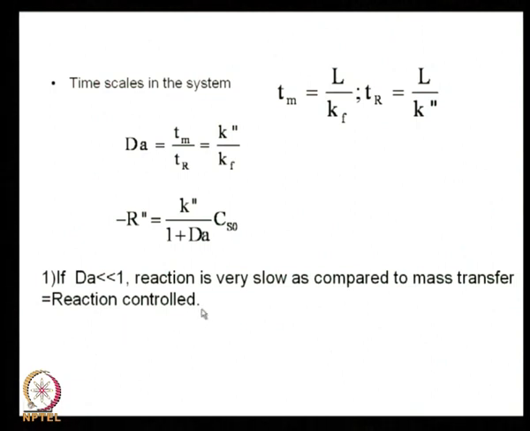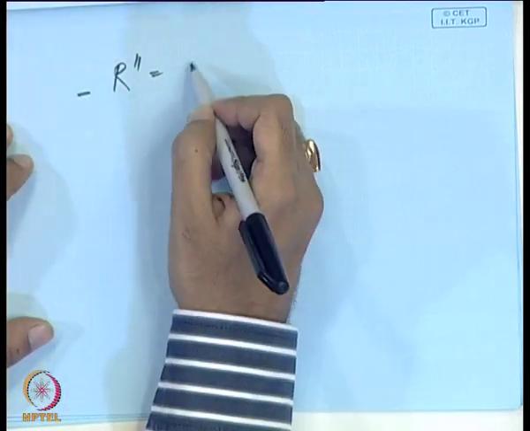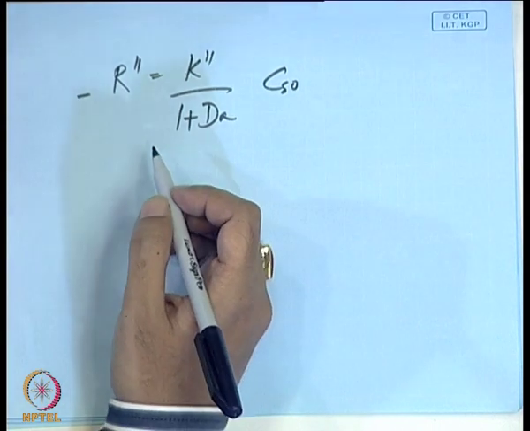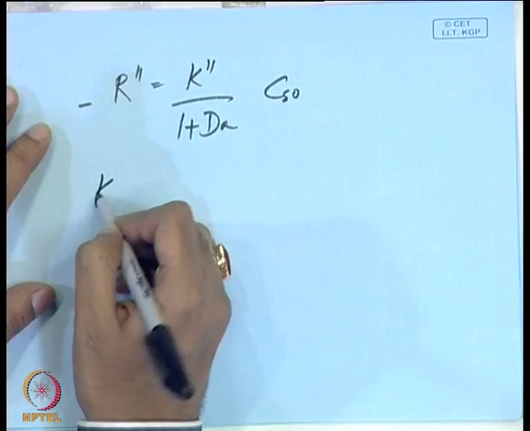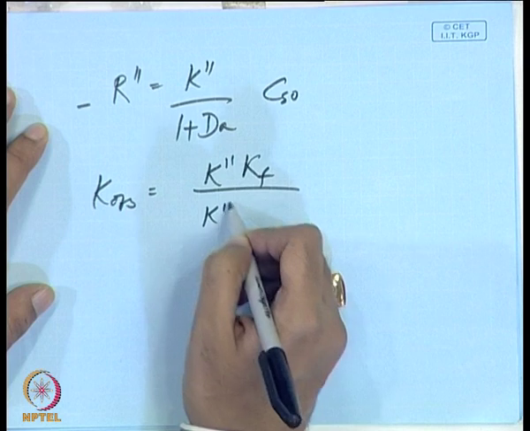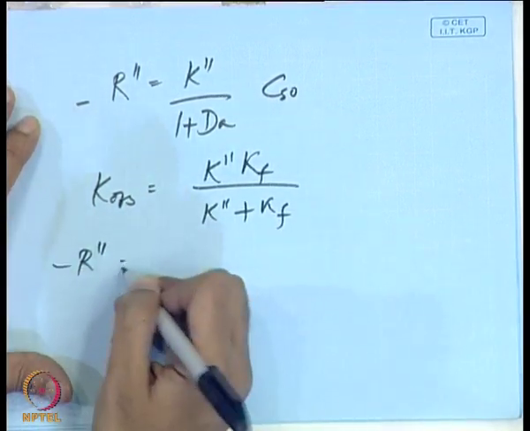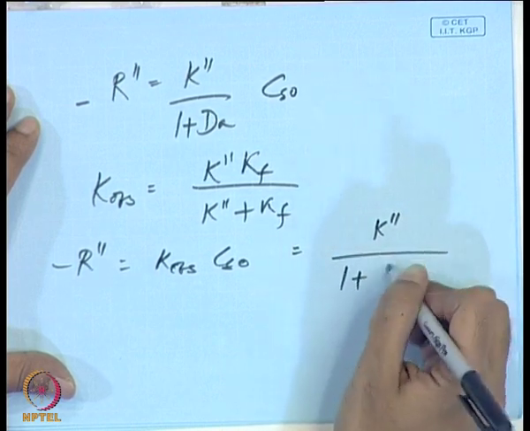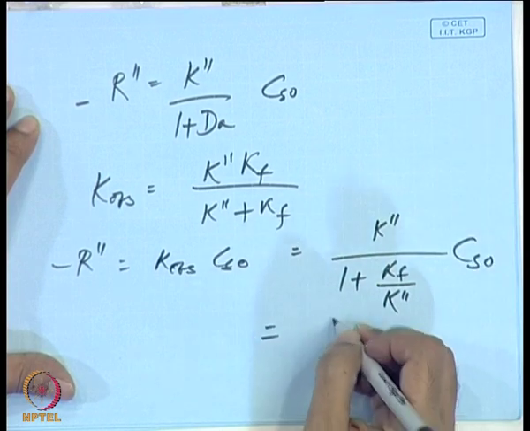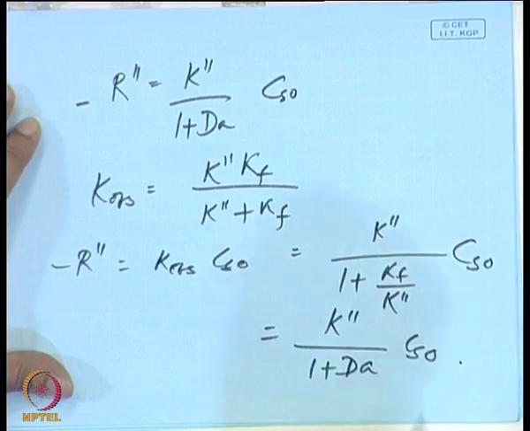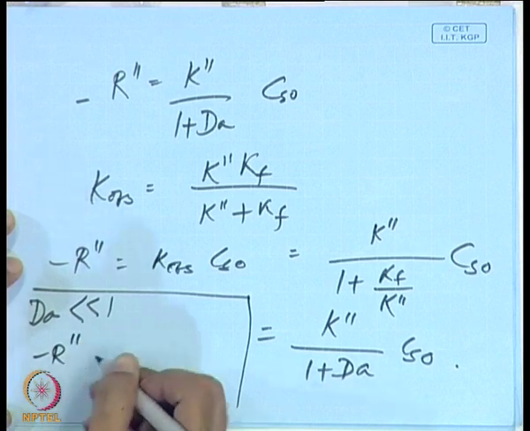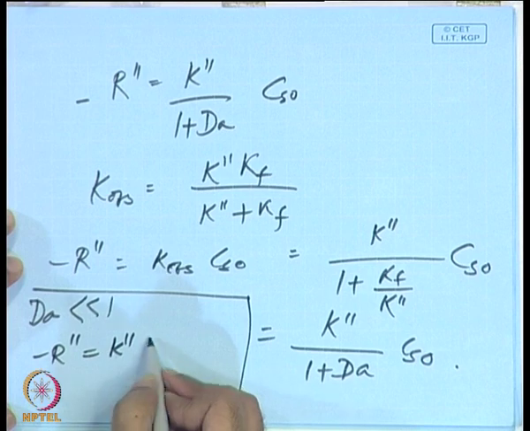If you look at the screen now, without further ado, because we are running out of time. Our reaction rate equals K double prime Cs naught. Why is that? Because if I look back, my reaction rate was given by K observed equals K double prime Kf over K double prime plus Kf. So my R equals K observed times Cs naught, which is K double prime over 1 plus dA times Cs naught, right. In this, if dA is much less than 1, then my R double prime goes to K double prime Cs naught. Is that clear?